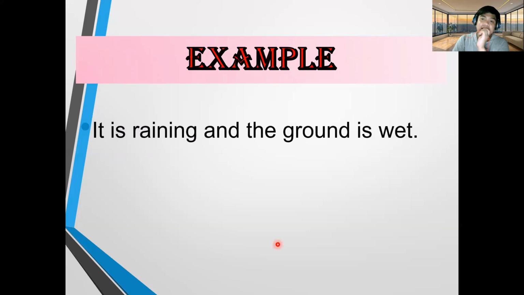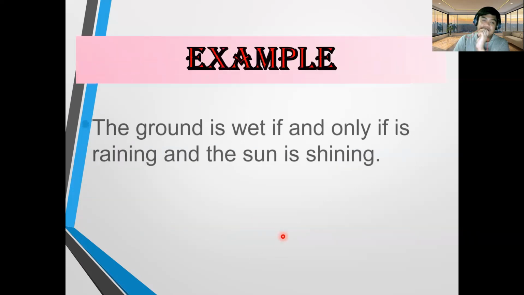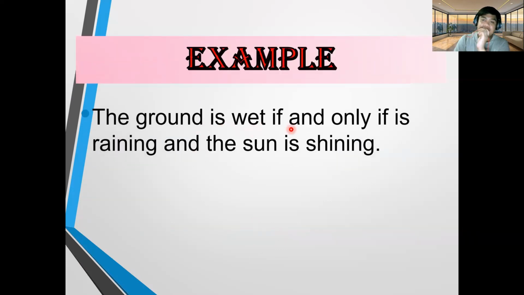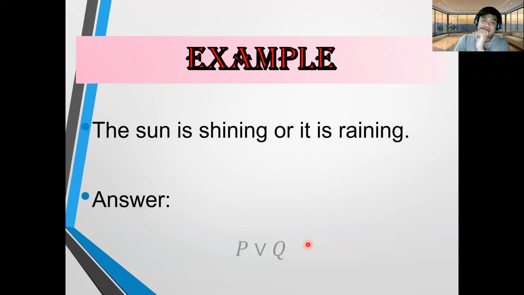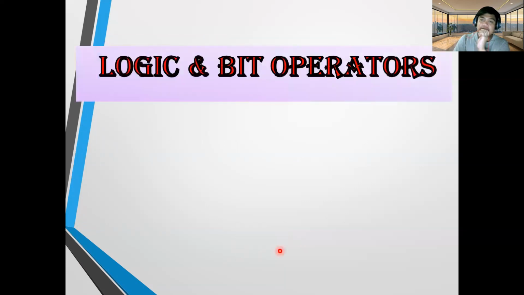It is raining and the ground is wet. So it is raining and the ground is wet, and this is R. If and only if it is raining and shining. So R if and only if it is raining Q and it is shining P. The sun is shining or it is raining, so P or Q.